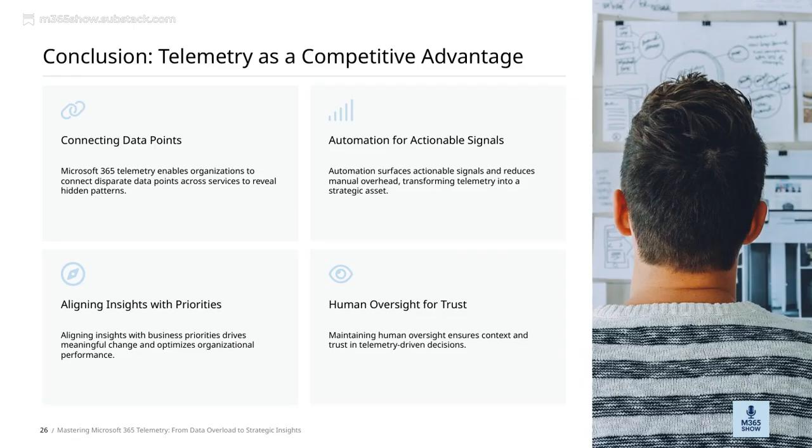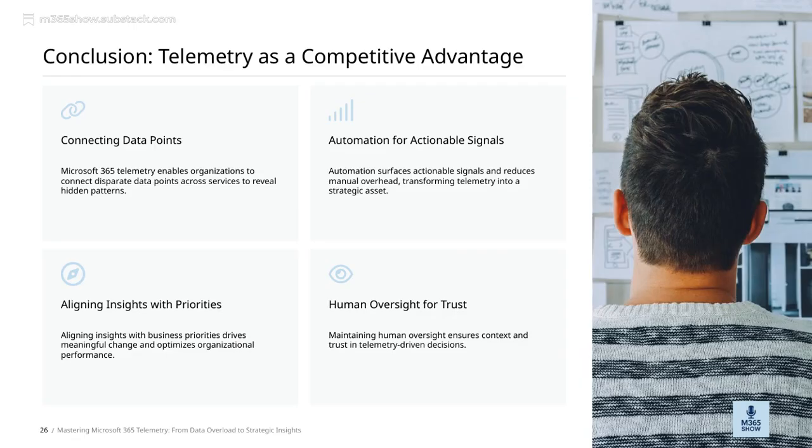Aligning those insights with our business priorities is where the real value lies. When we focus on what matters most to our organization, we can drive meaningful change and boost overall performance. Automation plays a key role here too. It helps surface actionable signals, reducing the manual effort and making telemetry a strategic asset rather than a burden. Automation ensures we respond quickly to important insights.